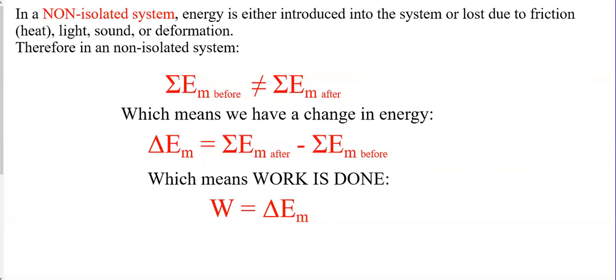So that just means that your mechanical energy before the scenario occurs is not going to be equal to the mechanical energy afterwards, which means when you have a change in energy, work is done. So remember, your change in energy would be your final minus your initial, or the after minus the before. And that technically means work is done. And remember, work is your overall net force acting on the system multiplied by the displacement in that system. So that can take on many different forms.